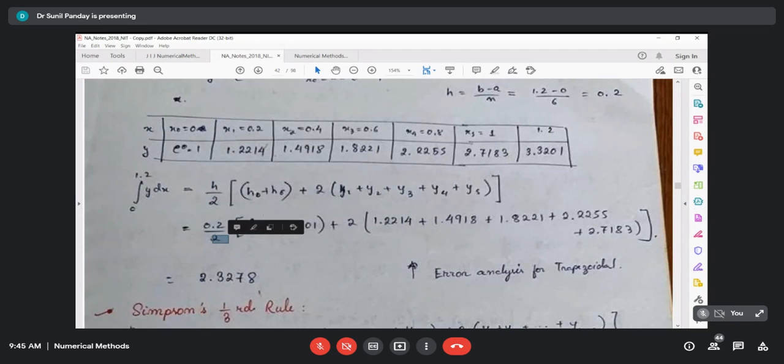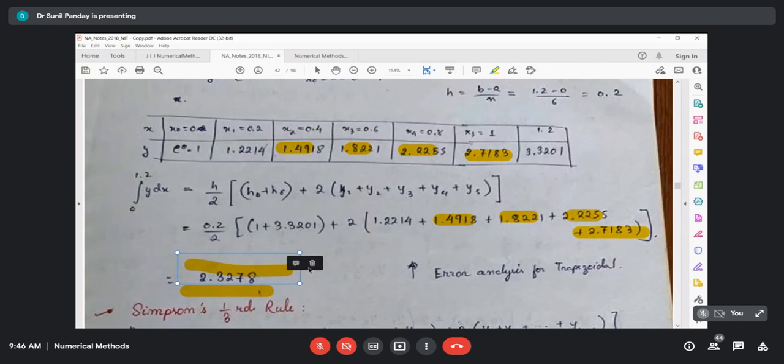Now you have to substitute the values. What is the value of y naught? It is 1, so you substitute this. What is the value of yn or y6? It is this one, you substitute it here. 2 times of what is y1? This is y1. And what is y2? This is y2. What is y3? This is y3. What is y4? This is y4. And what is y5? This is y5. So you have substituted all the values, you use your calculator, and this is the value of the integration from 0 to 1.2 of e raised to power x dx. So this is the final answer.